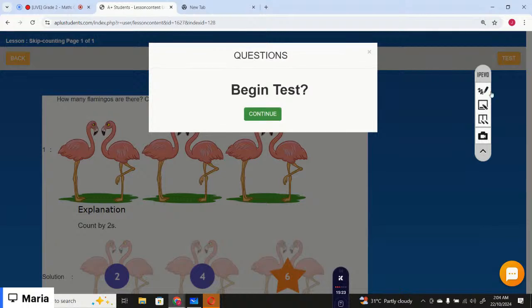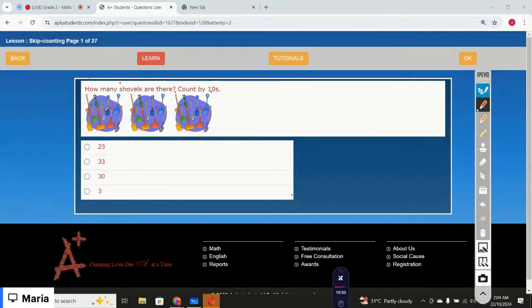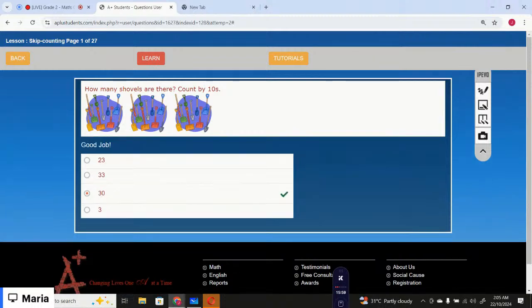Let's just start with the test questions. How many shovels are there? Count by tens. So you need to count by tens, right? How do we count by tens like this? 10, 20. You always have to skip by 10. Like 10 plus 10 makes 20. Then 20 and 10, that is 30. So you always have to skip by 10. Got it? So that means that there are 30 shovels. The correct option is 30. Option number 3 is the correct option. Got it?